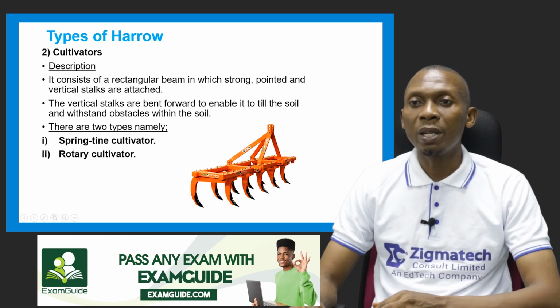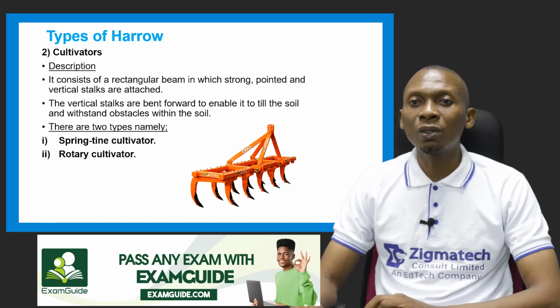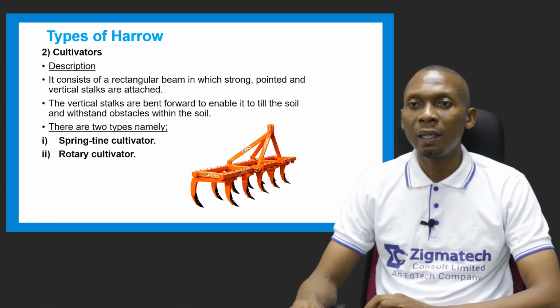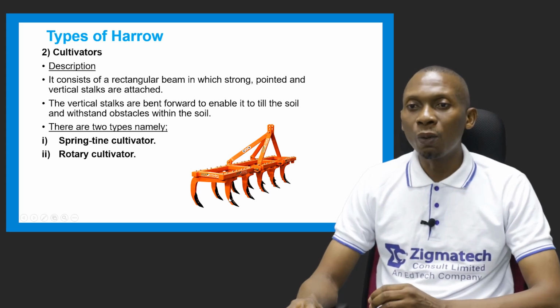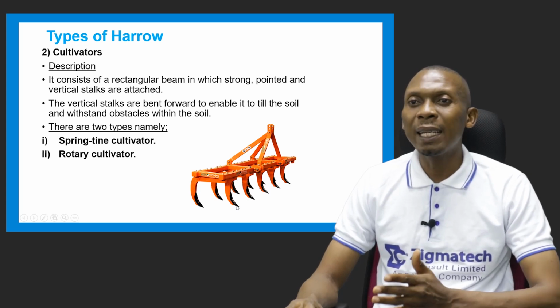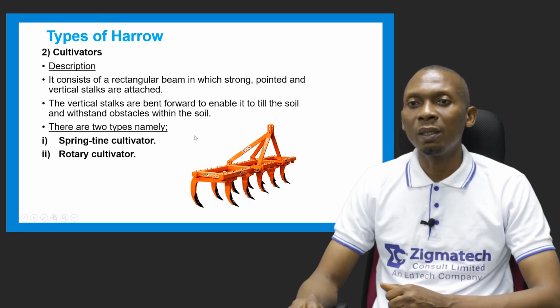This is a rectangular beam in which strong pointed and vertical stalks are attached. So you can see the strong pointed vertical stalks. These are the stalks attached to the beam. The vertical stalks are bent forward. You can see that it's bent forward. This enables it to till the soil and withstand obstacles within the soil.